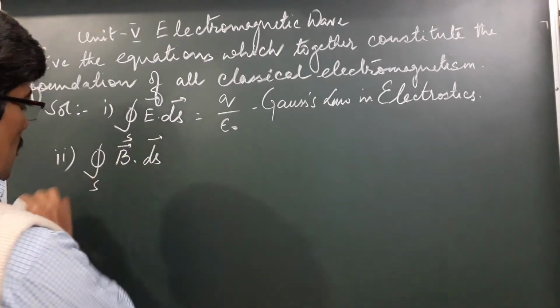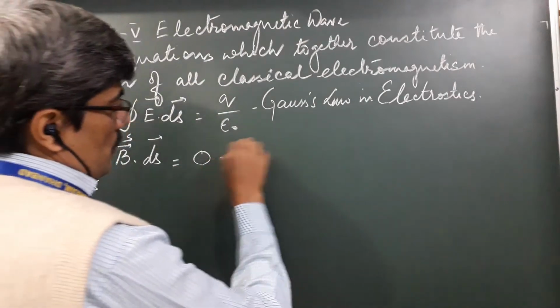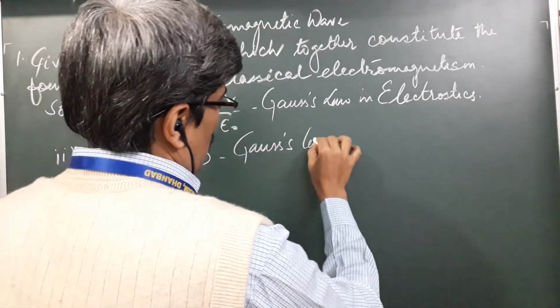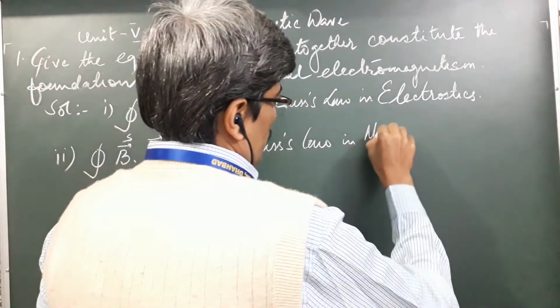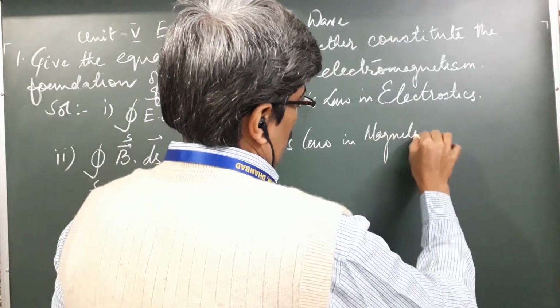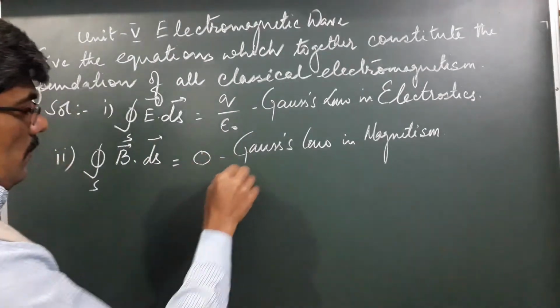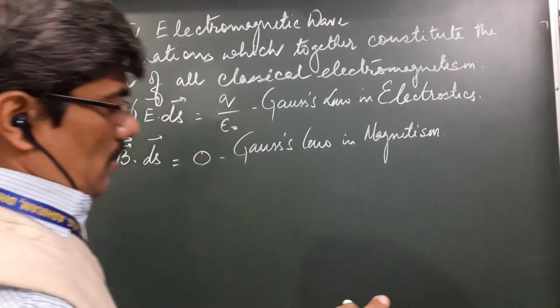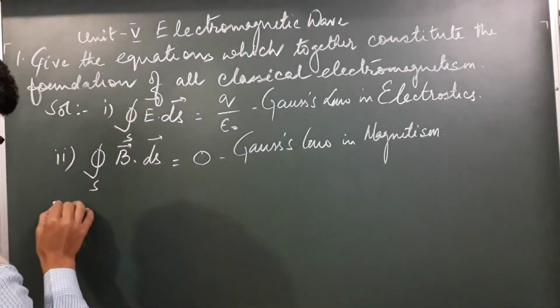yet again over a closed surface, is equal to 0. This is Gauss's law in magnetism. I hope you know why it is 0, because monopoles do not exist. The net magnetic flux through any closed surface is always 0.